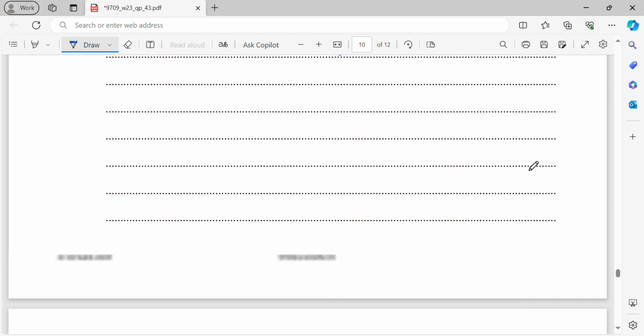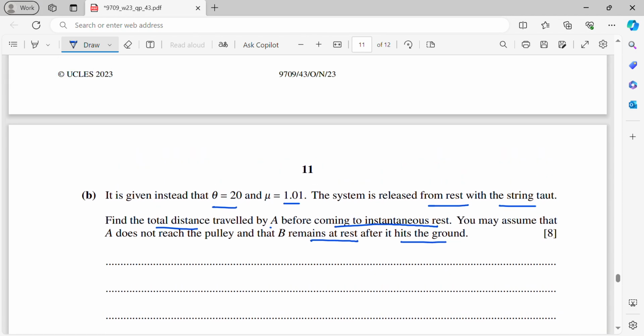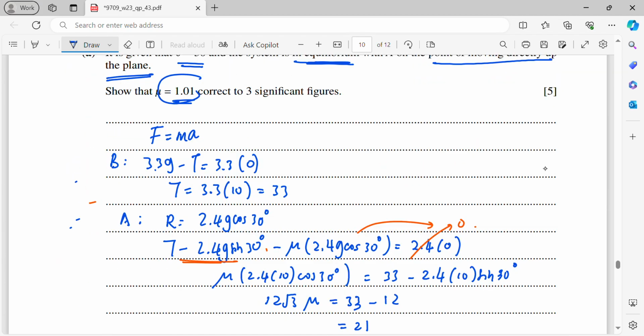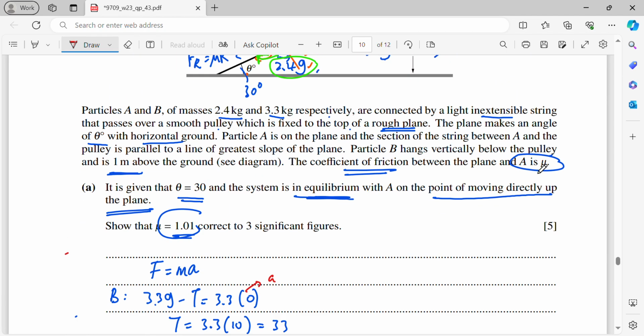Alright. Now, the next part is given that instead theta is 20 and mu is 1.01. The system is released from rest with the string taut. Find the total distance traveled by A before coming to instantaneous rest. You may assume that A does not reach the pulley and that B remains at rest after it hits the ground. So now what's the difference here is you can just change this to A because it is moving down right now.